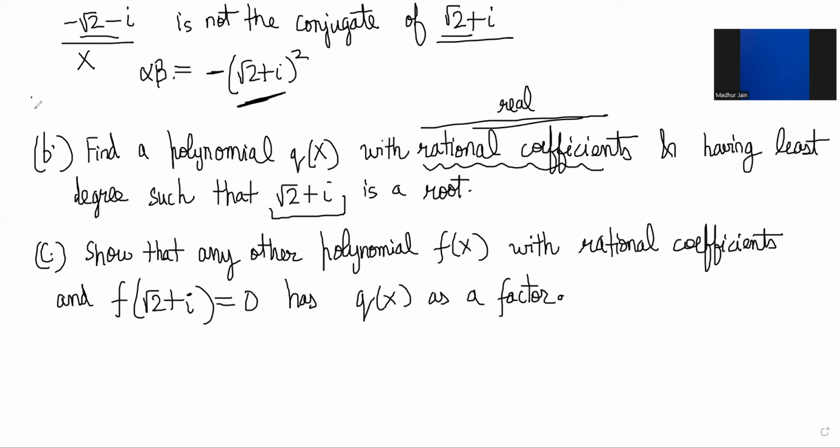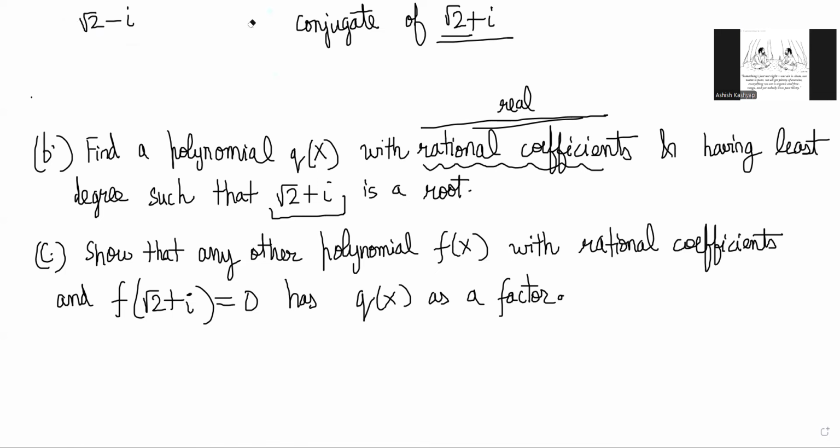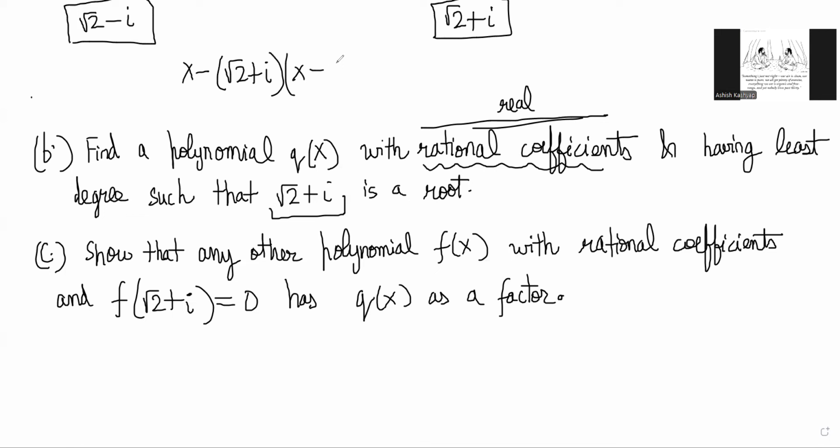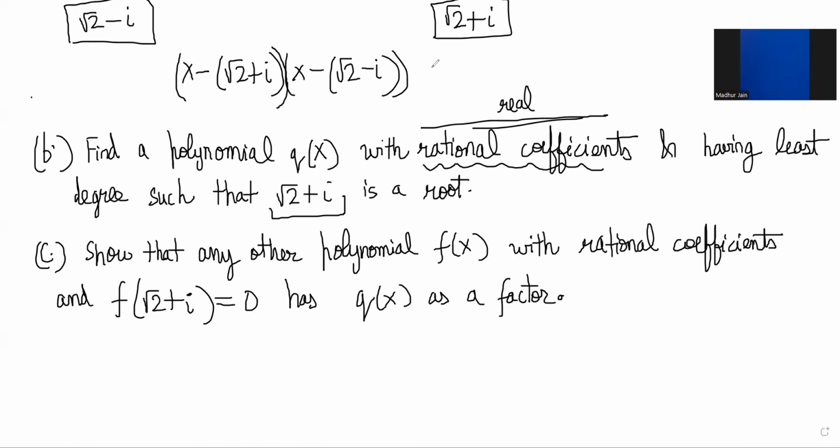Yes, sir. So the first thing that you have to take is that root 2 minus I is also a root, right? Correct? So what we know so far is that at least the polynomial will be x minus root 2 plus I times x minus root 2 minus I. This much is done, right? Correct? Right, sir. So let's see what comes from here.